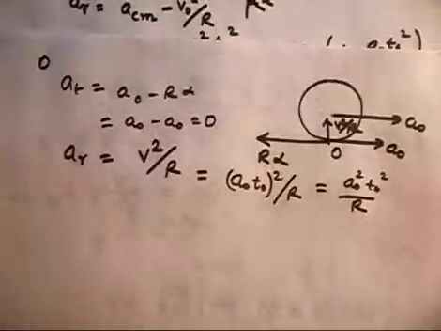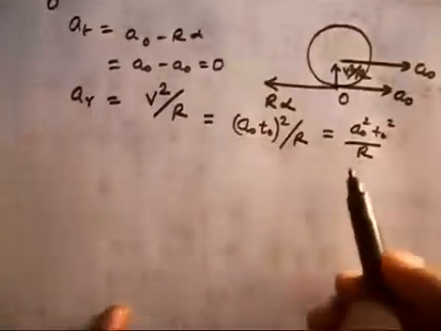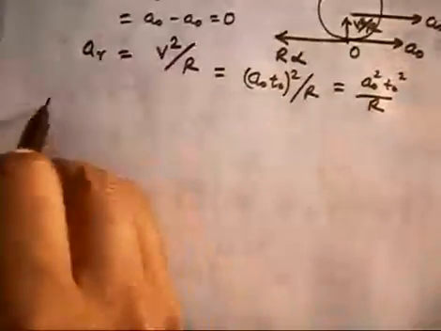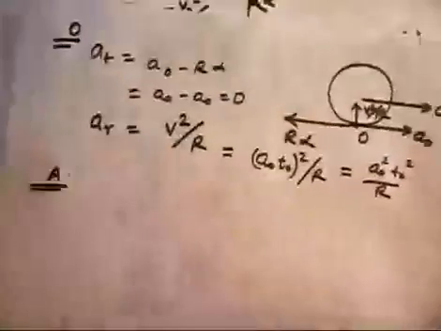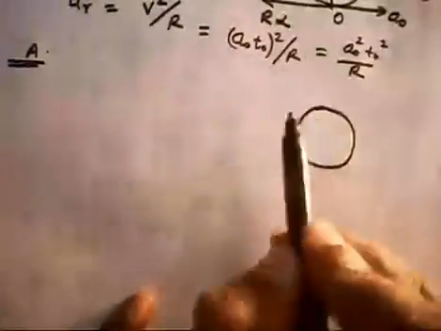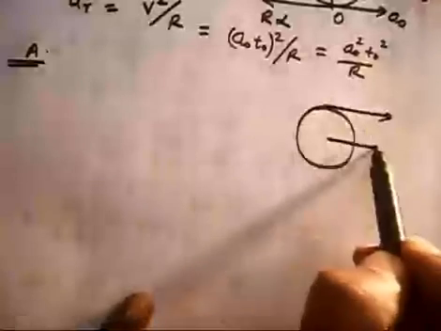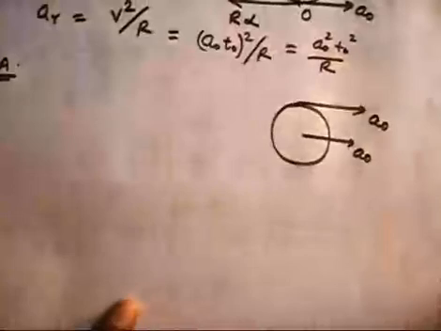Now we have one more part, the acceleration of point A. So this is the top point. So I am also interested in the acceleration of point A. This is point O, we have discussed point O. Now for point A, that is the top point. The acceleration of the center of mass is a naught, so this point will also have acceleration a naught. Are you getting or not?